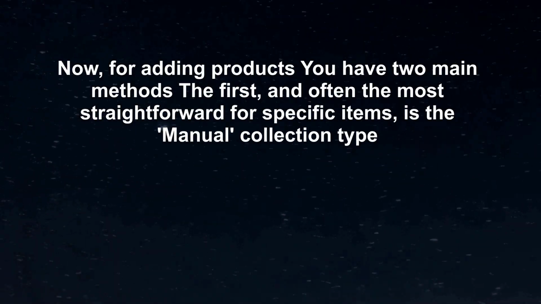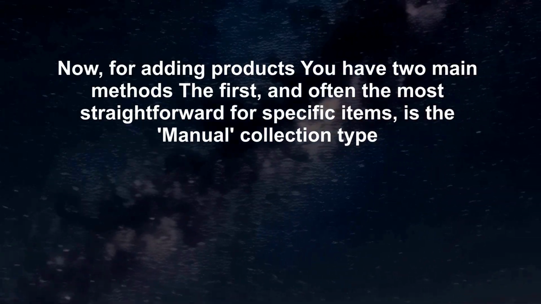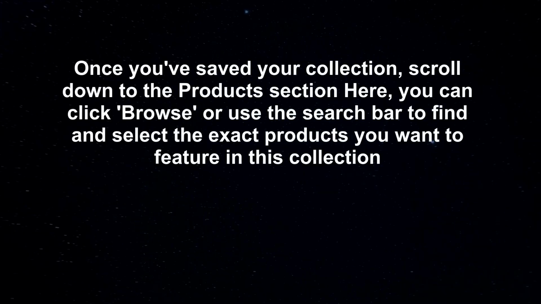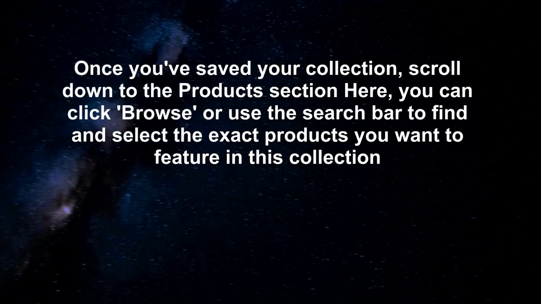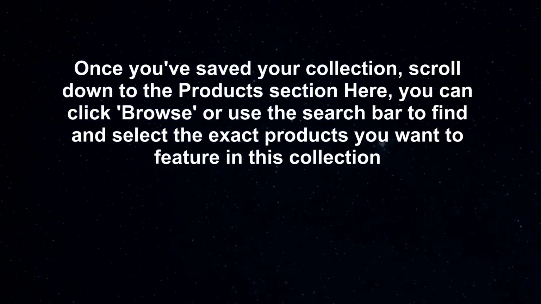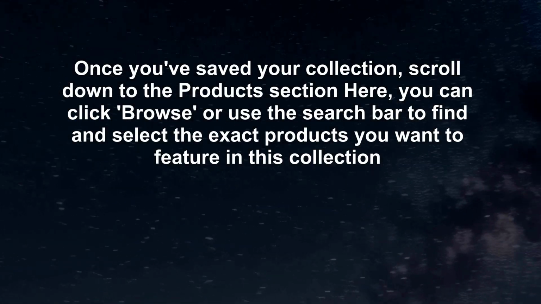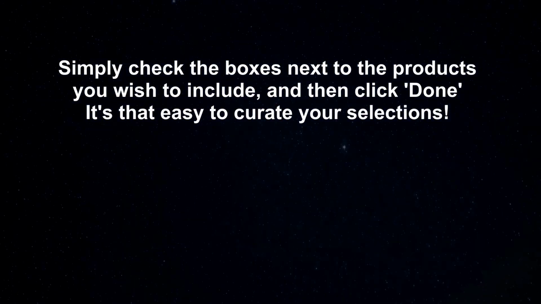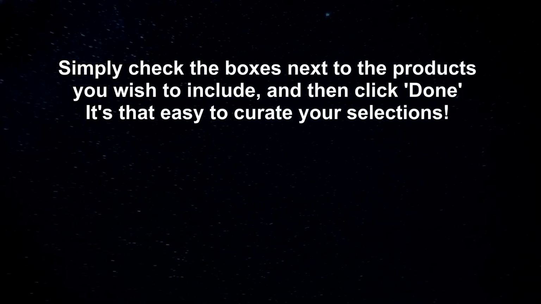Now, for adding products, you have two main methods. The first, and often the most straightforward for specific items, is the manual collection type. Once you've saved your collection, scroll down to the Products section here. You can click Browse or use the search bar to find and select the exact products you want to feature in this collection. Simply check the boxes next to the products you wish to include, and then click Done. It's that easy to curate your selections.